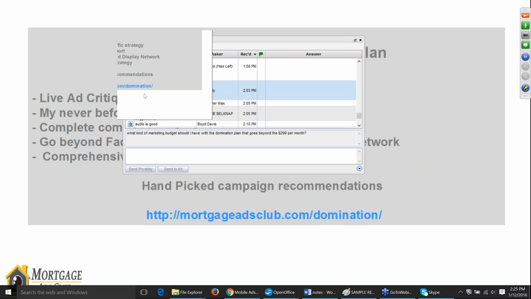And Facebook's starting to do something similar with their video ads. So yeah, you can get away with a very, very low budget if you know exactly which ad types to take advantage of. So yeah, that's something that we'll be teaching in the Mortgage Ads Club.